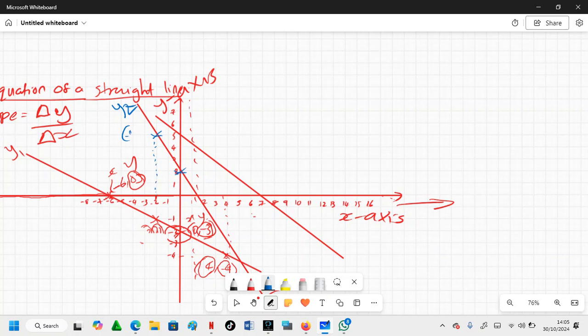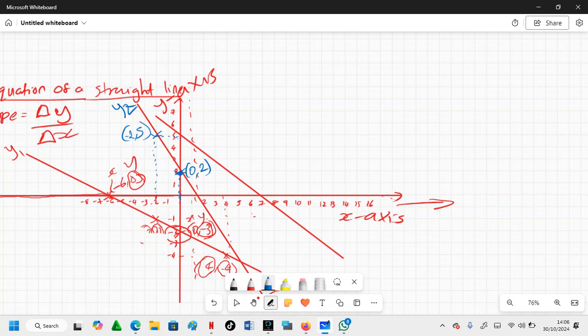-2 and y is 5. Okay. This point, x is 0. I mean y is 0. X is, x is 0. Then y is 2. Right? You see, it's the y-axis actually. That is where that line is touching the y-axis.